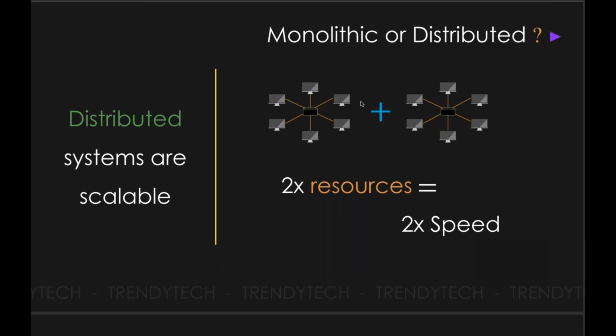And that is why all the big data systems, or all the good big data systems, are based on a distributed architecture. The reason is scalability, because distributed architecture gives you true scalability.